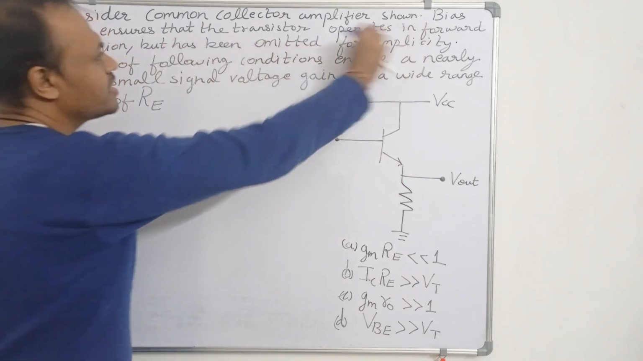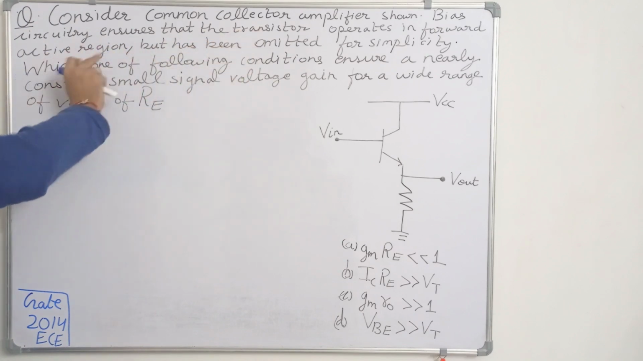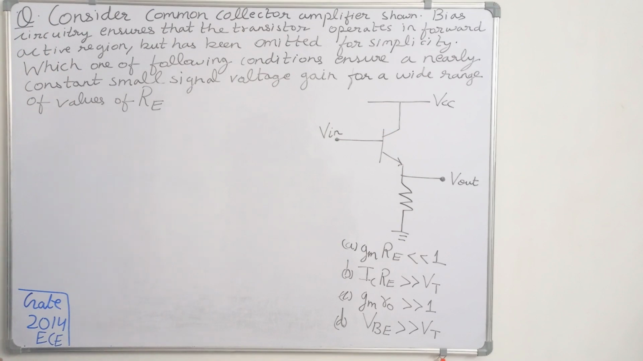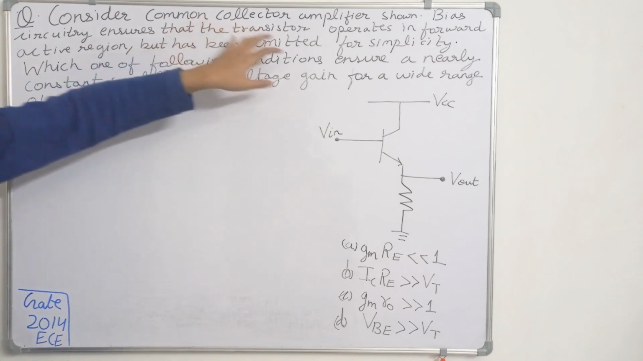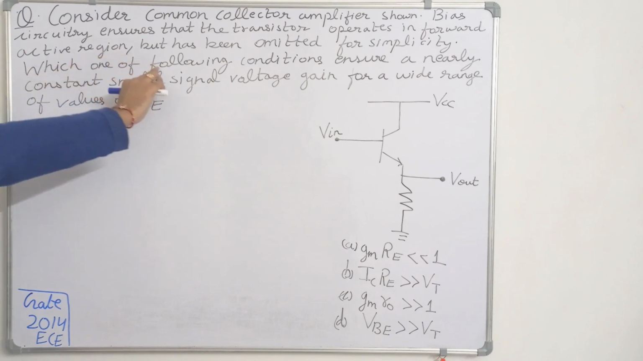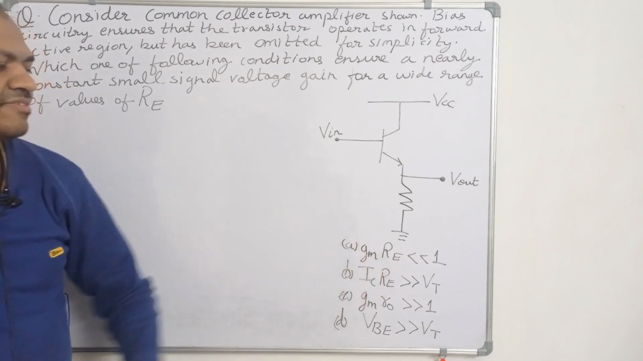It says that the bias circuitry ensures that the transistor operates in forward active region. So this transistor is operating in forward active region, but the bias circuitry has been omitted for simplicity. The bias circuitry is not shown, but we know that the transistor is in forward active region. So we have to find which one of the following conditions. Four conditions are given to you.